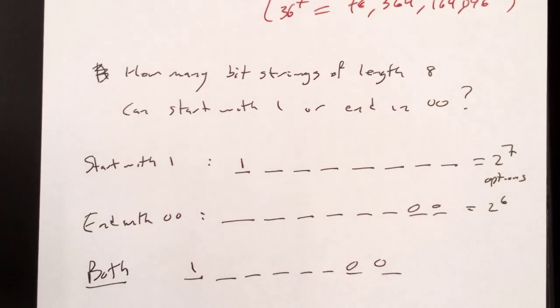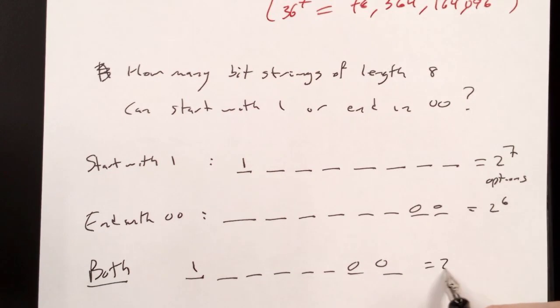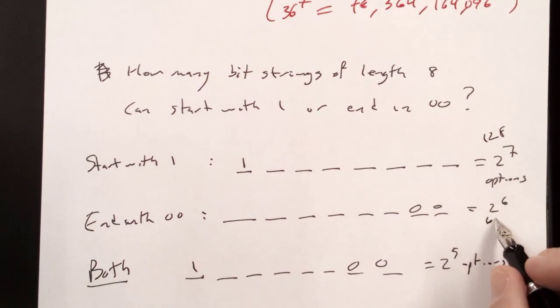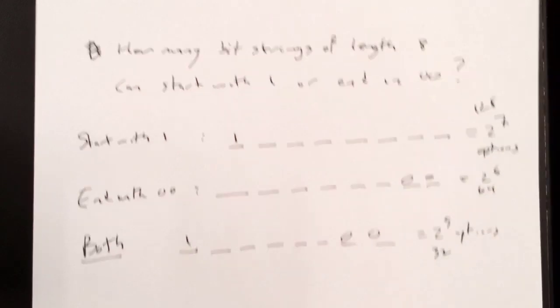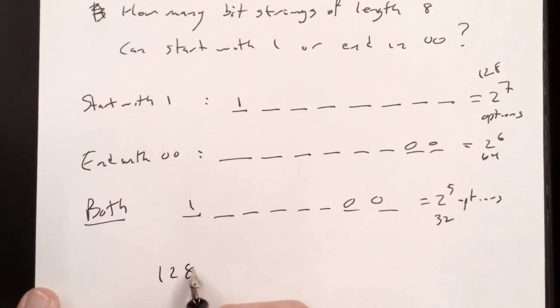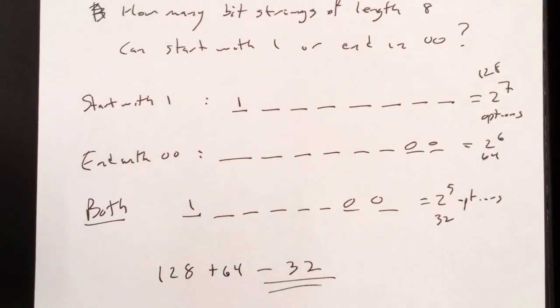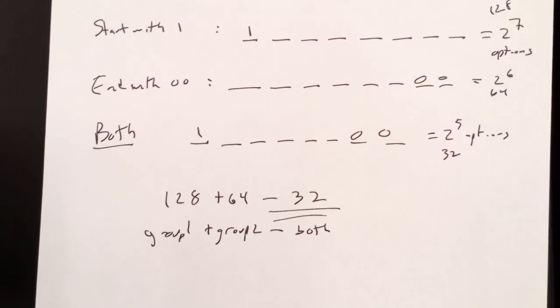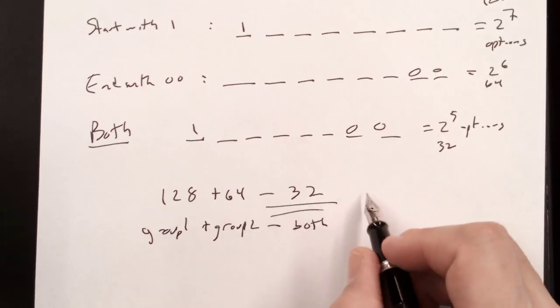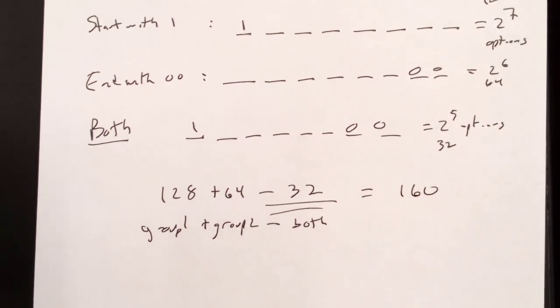How many options there? This is 128, this is 64, this is 32. So I have 128 options plus the 64 options minus the stuff I double counted. Group 1, group 2, minus both. 128 plus 64 minus 32 is 160.